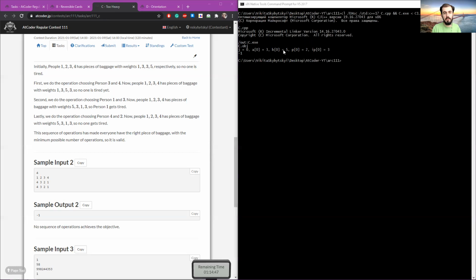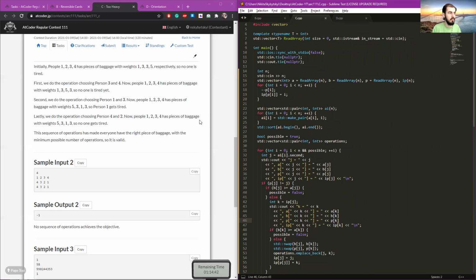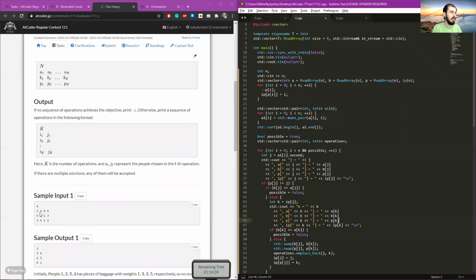Where did b0 equals 5 ever come from? Ah, okay. Oh, but because we are not interested in b at j, right? We're interested in b at p, because it's what this person currently holds, right?